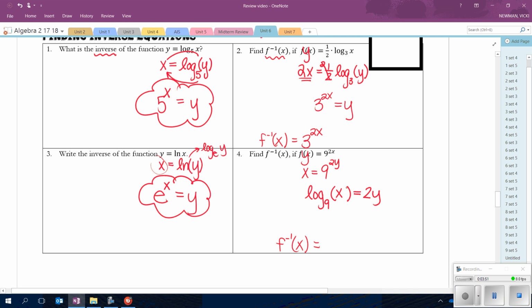Well, we haven't solved for y yet. So I've got to solve for y by dividing by 2, or also known as multiplying by 1/2. And then I have to use inverse notation. So right here, f inverse of x equals 1/2 log base 9 of x.